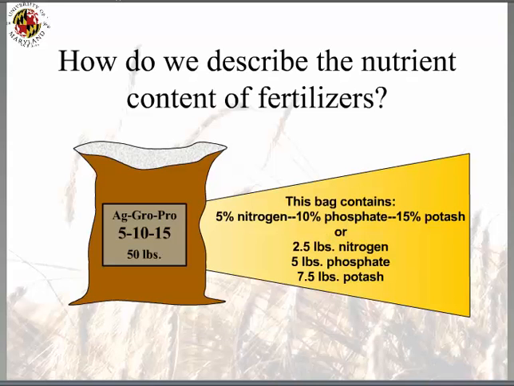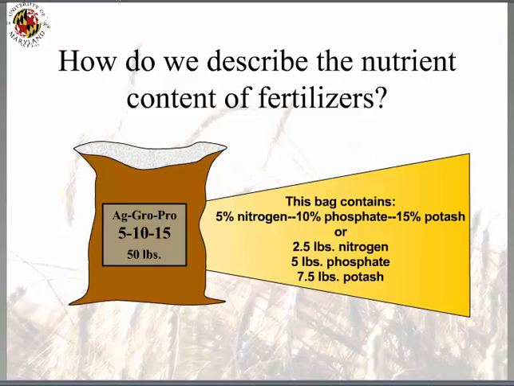Okay, how do we describe the nutrient content of fertilizers? And this is something that just drives people crazy. So let's understand this as we're talking about it today. You might find a bag of something at the Home and Garden Center or your fertilizer dealer that says it's 5, 10, 15. You need to know what each of those numbers refers to.